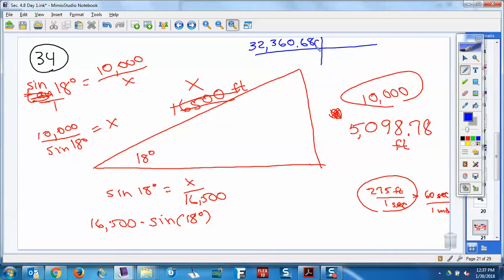Okay, and that's feet, okay? And we want to know how many seconds. Well, it's going 275 feet in 1 second, right? 275 feet per second. So we've got this many feet was the hypotenuse. So I want feet to cancel. I want to end up with seconds. Now you could turn it into minutes. You could divide by 60 to get minutes if you want, but I think seconds would be fine. So feet cancel feet. So that divided by 275, what do you get?